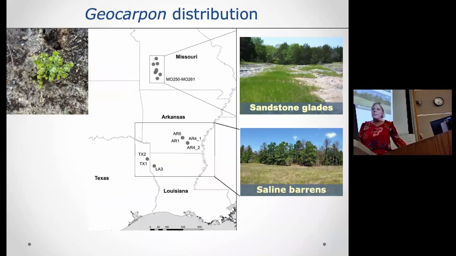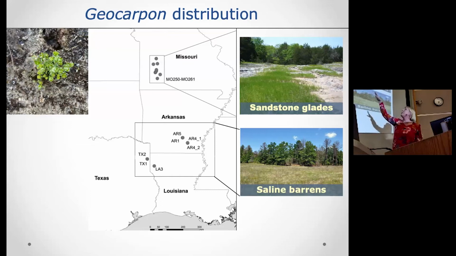Okay, so the last is a species called Geocarpon. It's funny because that picture makes it look really big, but it's about the size of a dime. It's this itty bitty little plant. You have to crawl around on your hands and knees to find it. And this actually has a relatively wide geographic distribution, going from Missouri all the way through Arkansas, Texas, and Louisiana. But it's extremely rare where it occurs. So it's got a high habitat specificity, small population sizes. This species has 2 habitats that it occurs in.